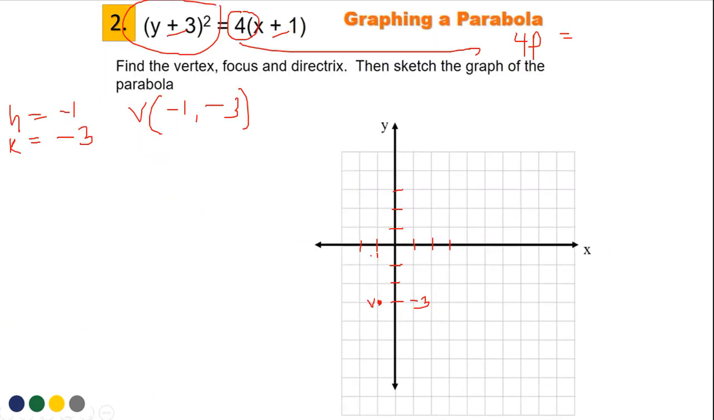8 po, sir. 8. And now, what is our 4P here? Sir, 4. Now, divide by 4. What is the value of P now? 1. Ibig sabihin po, since we already identified where is the focus, sabi nyo, to the right.